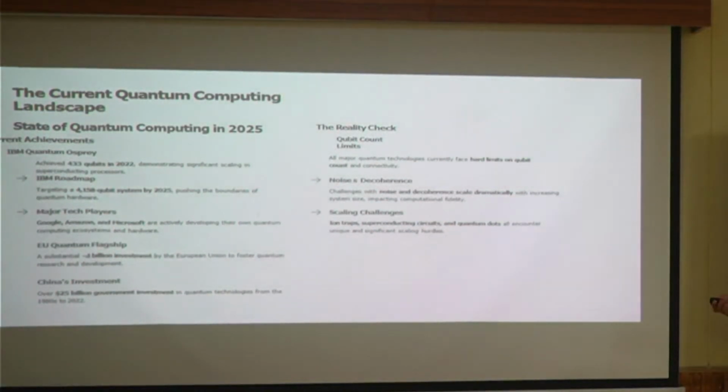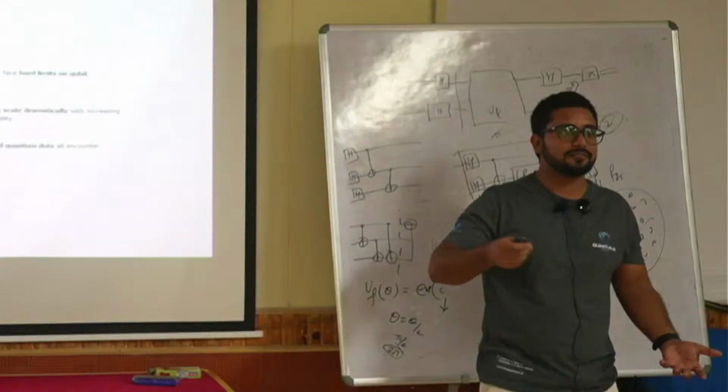The number of qubits is also not very high. I will show you the exact number of qubits which are required to do some realistic operations. Noise is there, and there are scaling challenges: multiple types of qubits, ion traps, superconducting circuits or quantum dots, they all encounter scaling problems. They cannot go to a very high number of qubits.